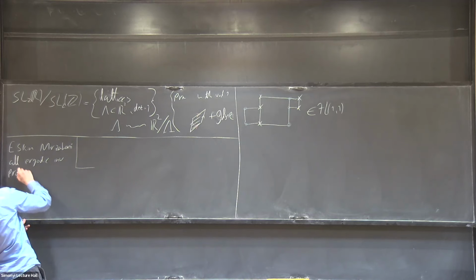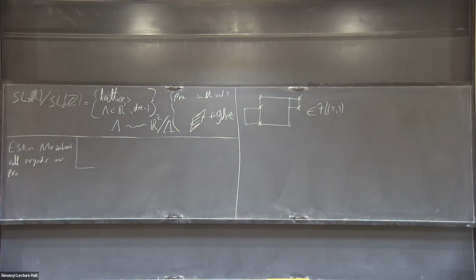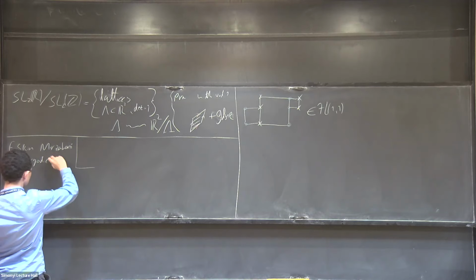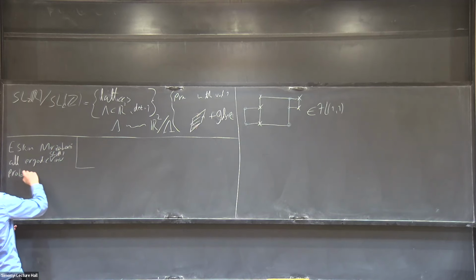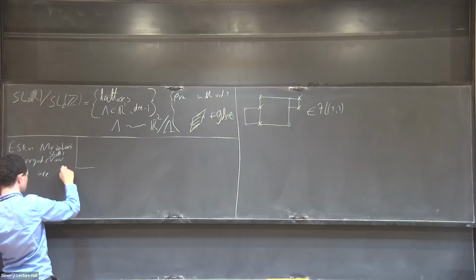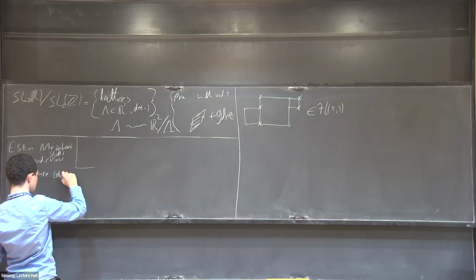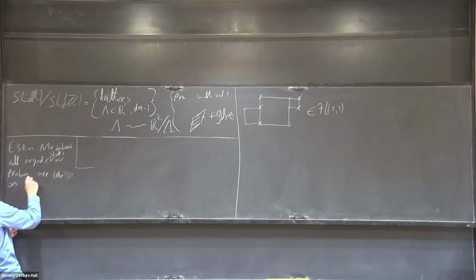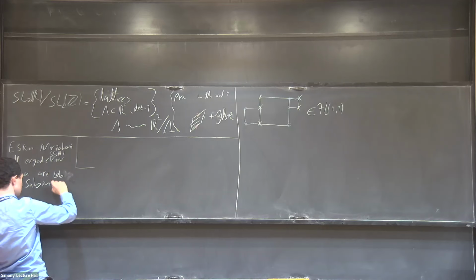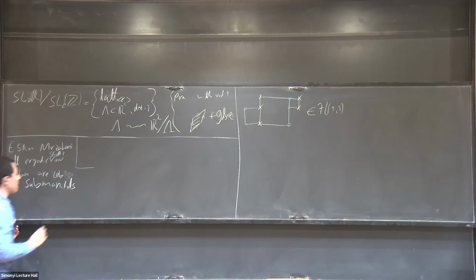For SL2, not for the Borel. For SL2, for the entire action. All ergodic SL2R invariant probability measures are Lebesgue. I write only Lebesgue. Are Lebesgue on submanifolds. So all ergodic and invariant measures are very nice. They are Lebesgue measures on certain submanifolds of H(k1 to kn).